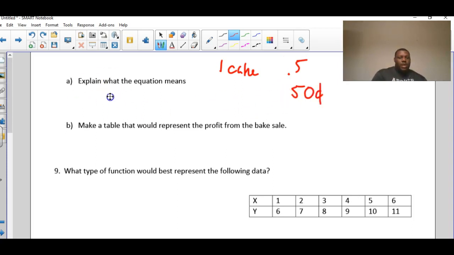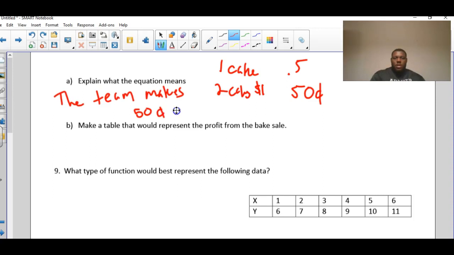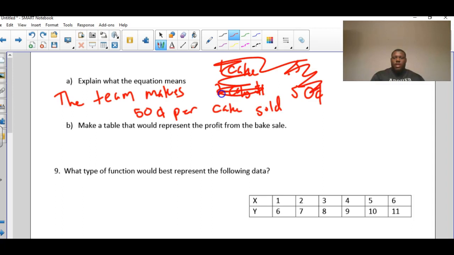So how would we explain this? 2 cakes, half of 2 is 1, so that would be $1. We have to write this as a description. One way to do that is just to explain: the team makes 50 cents per cake sold. Disregard all that. I was just using it to show you can think about this and get to your conclusion.